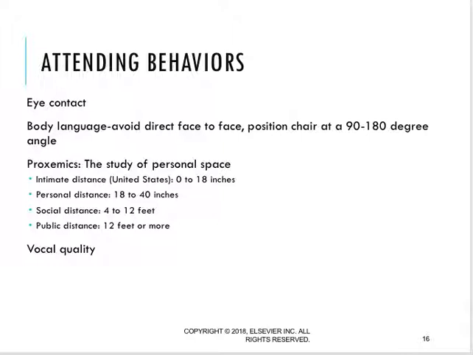But make eye contact, and maybe position your chair at a 90 to 100 degree angle because sometimes face-to-face is a little bit hard. When they talk about personal space, this is going to be something you think about with boundaries, and the idea between a personal distance and a social distance is probably where you want to be when you're interviewing someone. So again, something to think about.